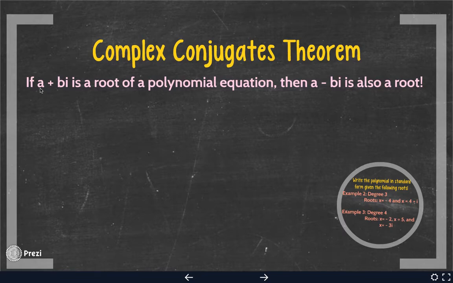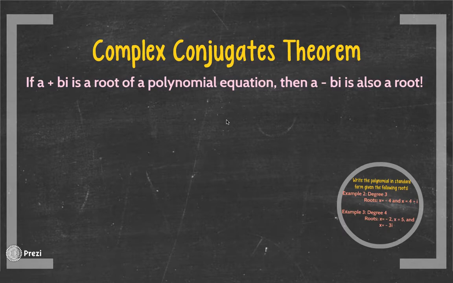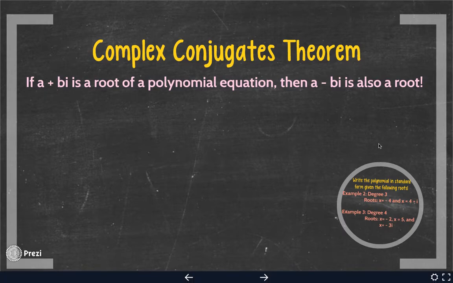Okay, so if you have an imaginary root, you should always have two imaginary roots. Imaginary roots always come in pairs. And I like to call them the evil and the good twin. So they come with a positive root and a negative root. So the good twin and the evil twin.